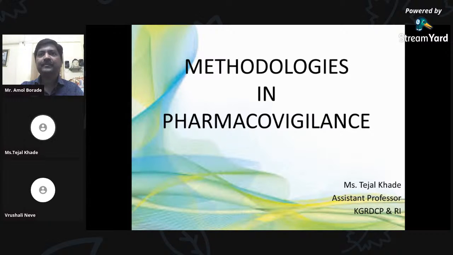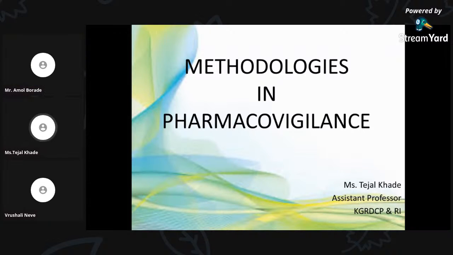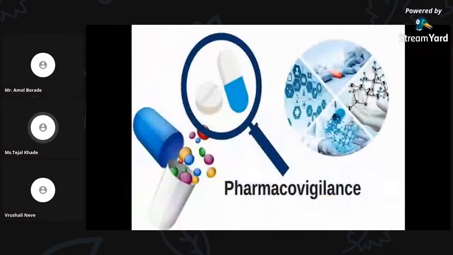Okay. So the next topic in the lecture is methodology in pharmacovigilance. Before starting, this topic is divided into two words. First is methodologies and second is pharmacovigilance. As Vrishali ma'am said, pharmacovigilance is the activities generally performed for the detection, assessment, and prevention of adverse events occurring after the use of a drug or medicine.